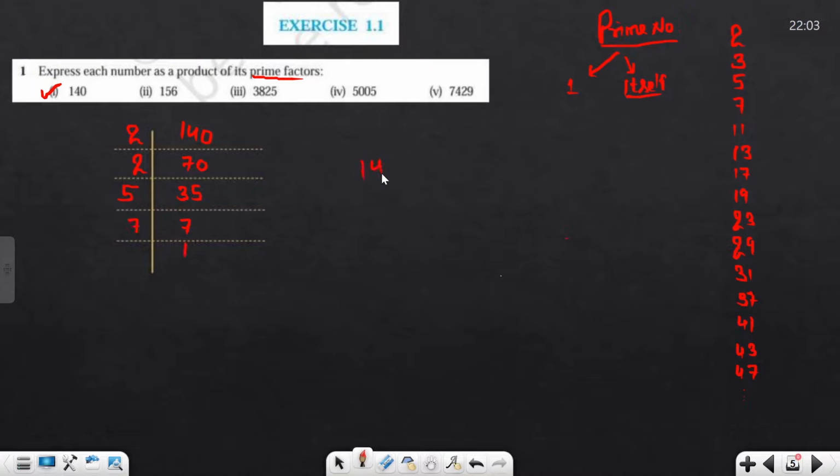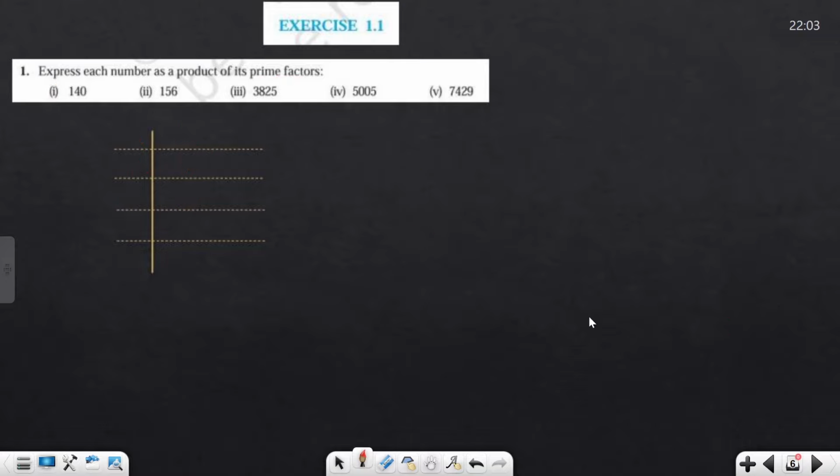So how do we write the prime factors of 140? 140 is 2, 2, 5 and 7. We can write 2 times 2 as 2 squared, into 5, into 7. Okay, so the prime factors are 2, 5 and 7. I hope everyone understands. Now the second part of the question is 156.